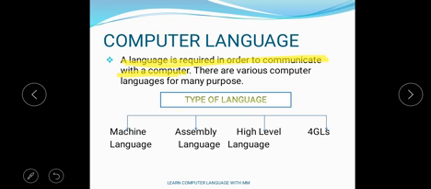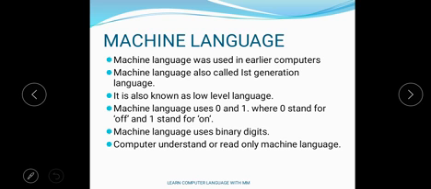This includes some special purpose and other general purpose languages. Here, there are four types of language. First one is machine language. Second one is assembly language. Third one is high level language. And the last one is fourth generation language. Here we come to the first language, machine language.